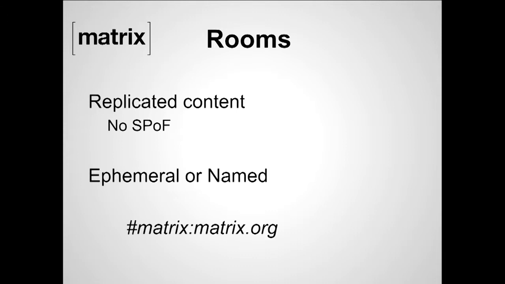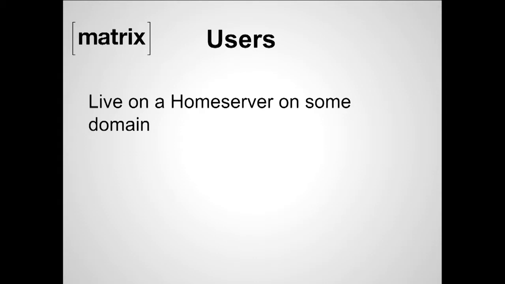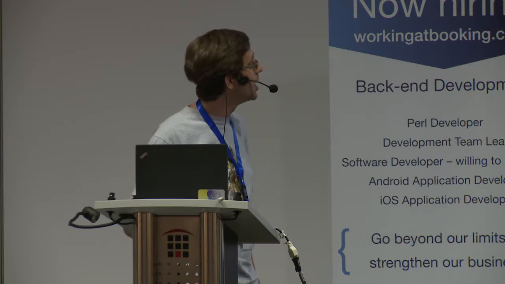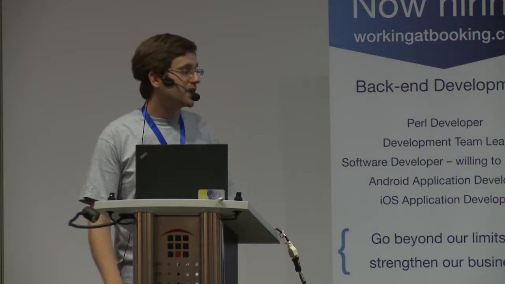So for example, you can have a room name that looks like Matrix on matrix.org, and that's our real room that we use. Users live somewhere, you kind of have to live somewhere. You can pick your own domain name, or run your server yourself, or if you don't want to run it yourself, find some hosting provider that's going to host it for you, or get your mobile phone company to serve you or something. And that's kind of what we're looking at.